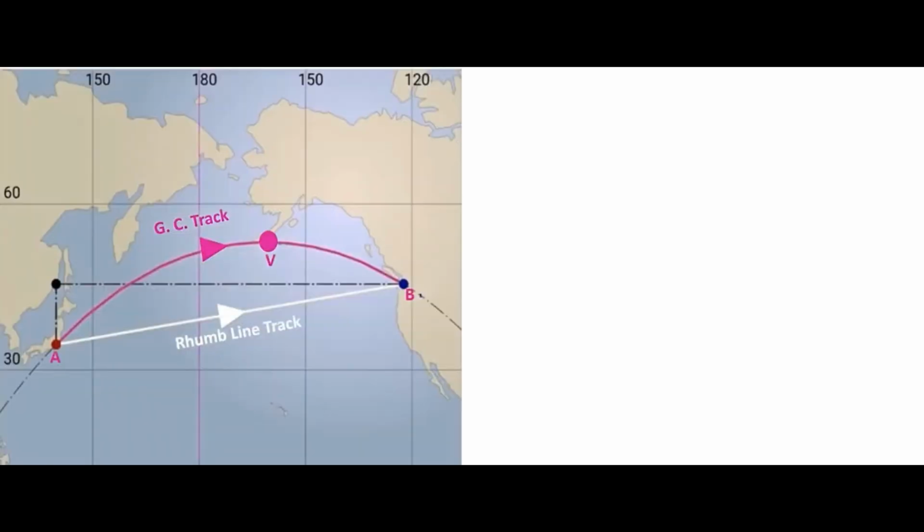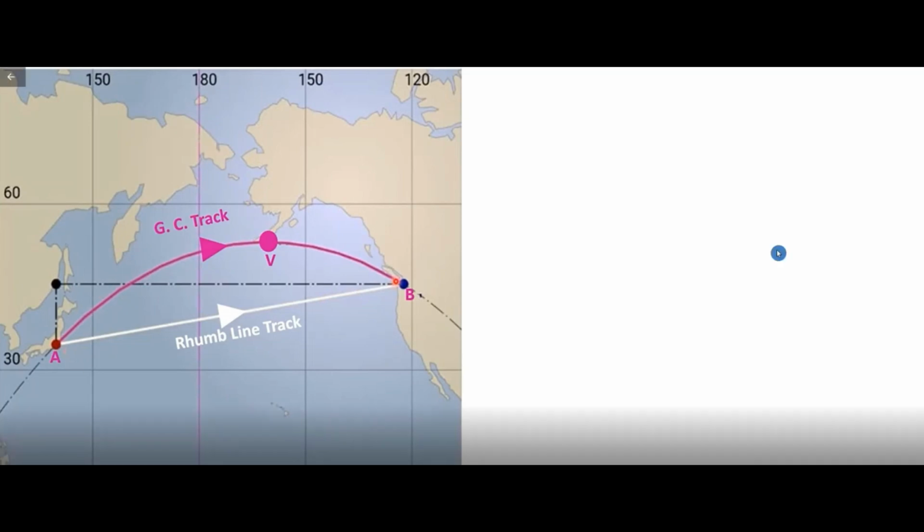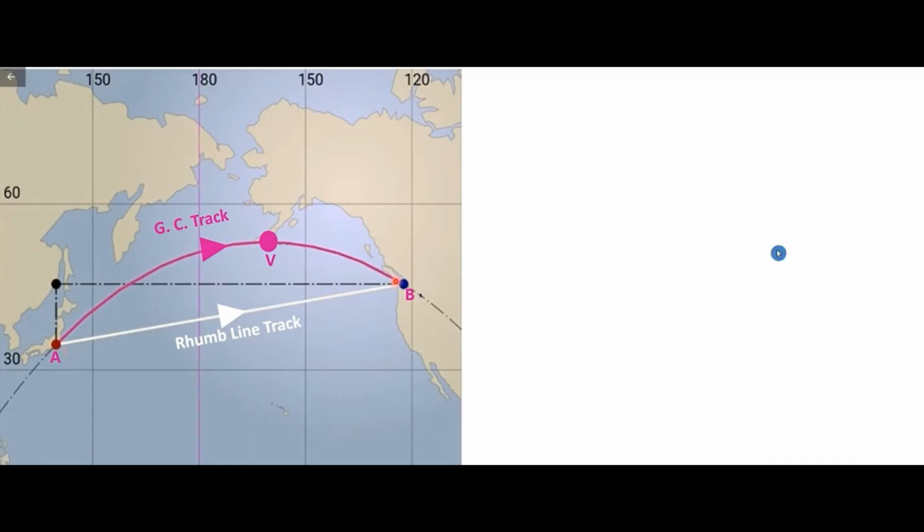For the sake of clarity, let us see how these two tracks, that is the GC track and the rhumb line track, would appear on a Mercator chart. Now, this is how the tracks would appear on a Mercator chart. On Mercator chart, the GC track would be a curved track and a rhumb line track would be a straight line track, we all know. So is it clear, beta? The first thing which we saw was on the globe, on the actual earth, and now this is how it is going to appear on a Mercator chart.